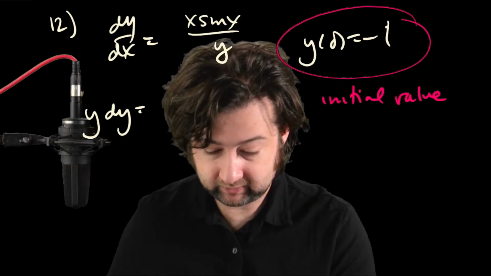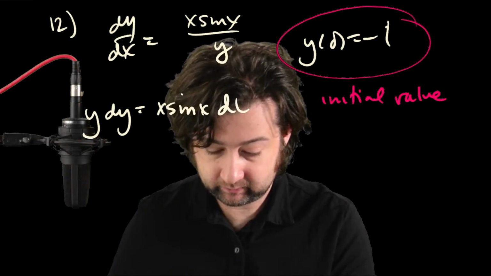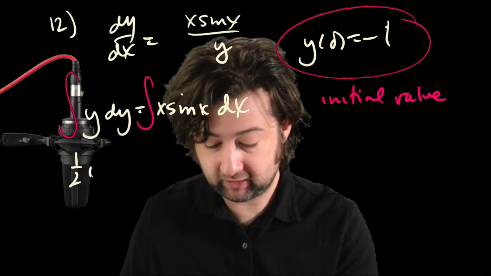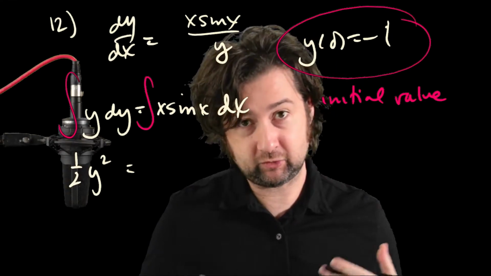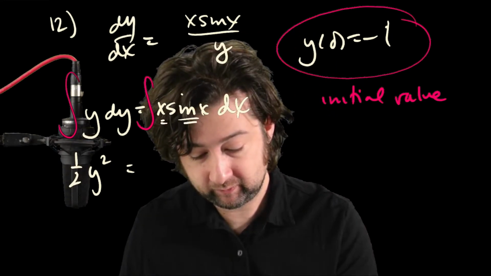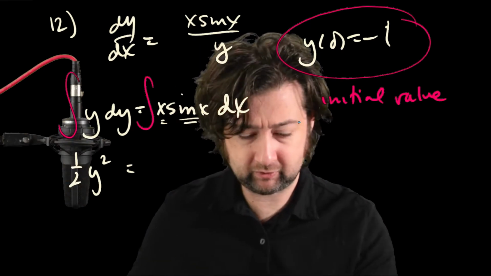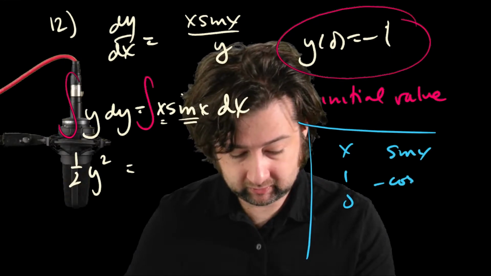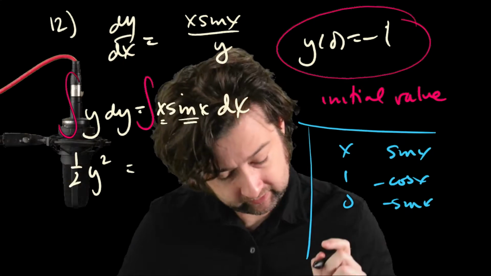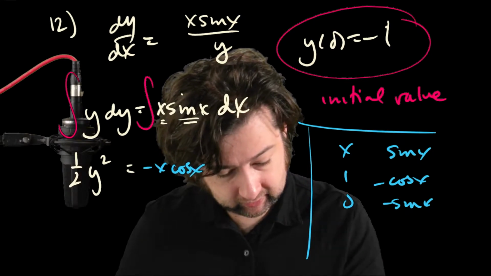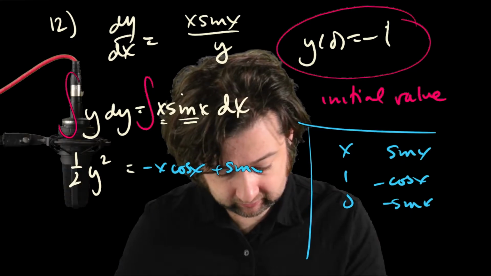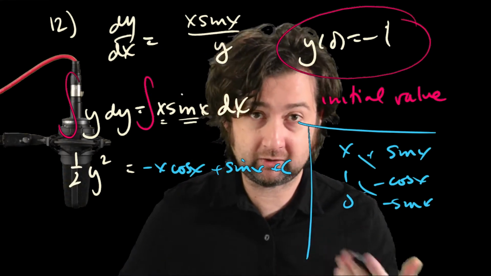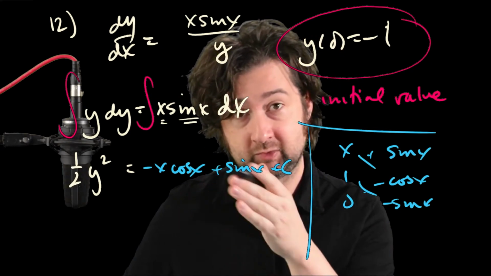y dy is equal to x sine x dx. Now I'm prepared to integrate. So the left-hand side is easy because we get 1/2 y squared. The right-hand side we actually have to do by parts because I have a polynomial times a trig function. So I'll do the table very quickly here. x, 1, 0; sine of x, minus the cosine of x, minus the sine of x. So I get minus x cosine x plus the sine of x plus c. The point is that I have to use parts here because the integral is a polynomial times a trig function.